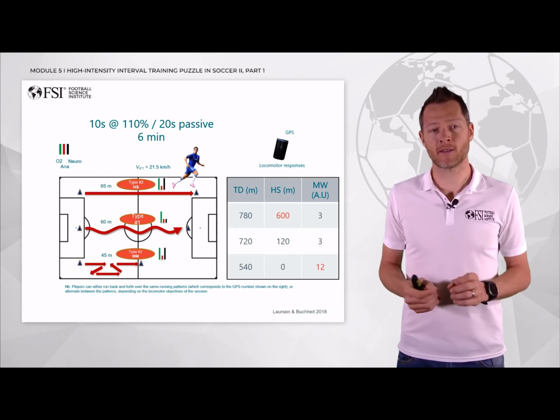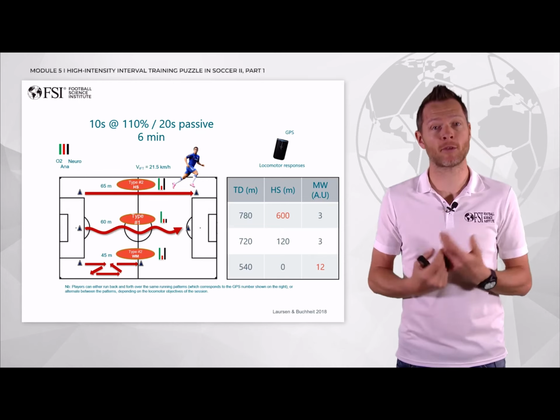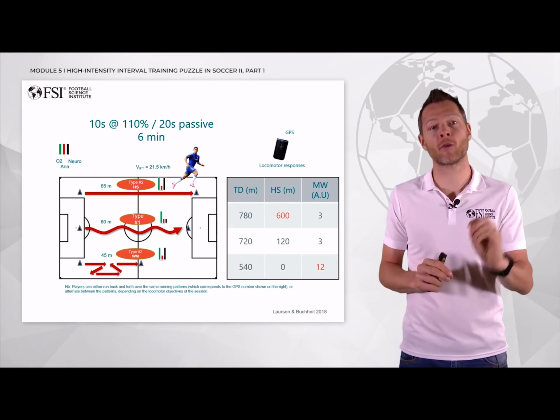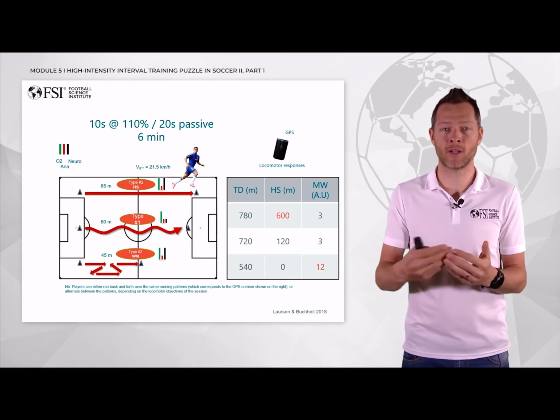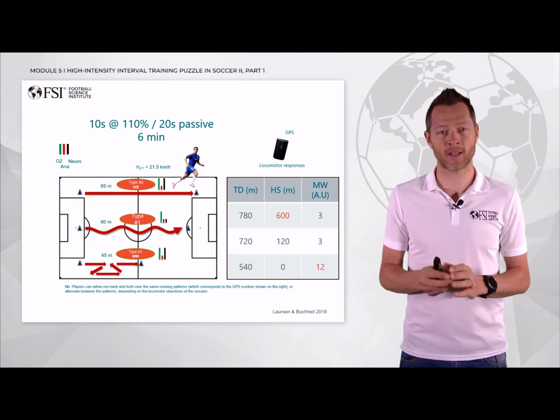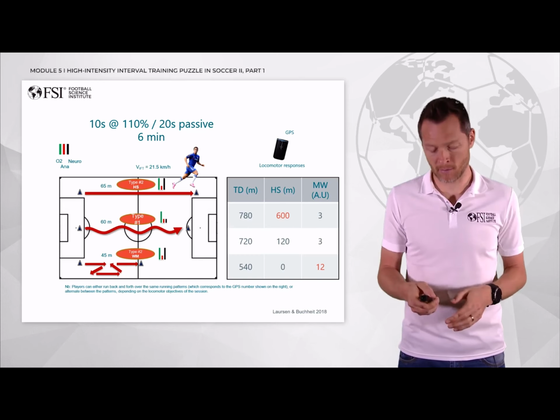So as simple as that, you can see now how GPS has helped us understand how modulating and using the different types of turns during runs could help us to selectively target different types of neuromuscular loading, high-speed running versus mechanical work.